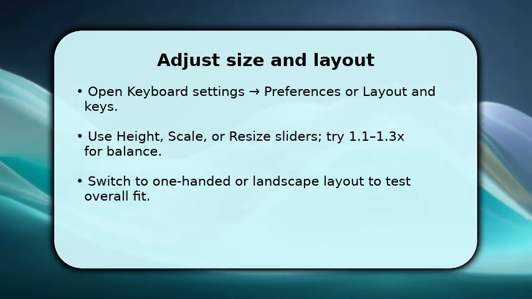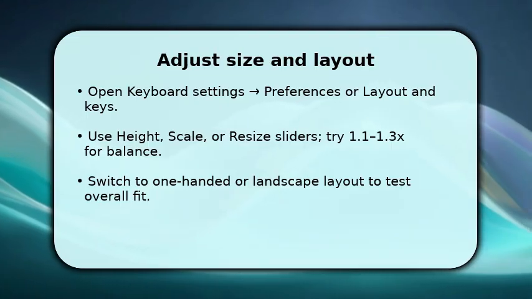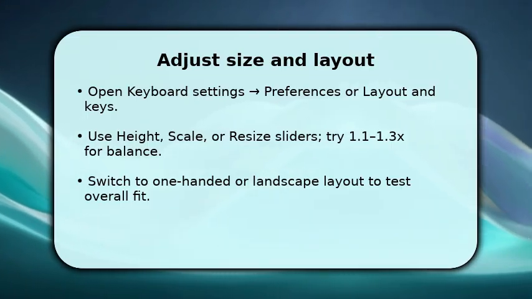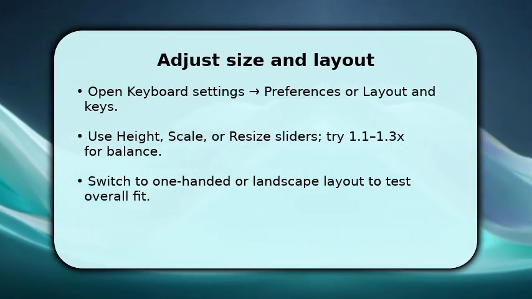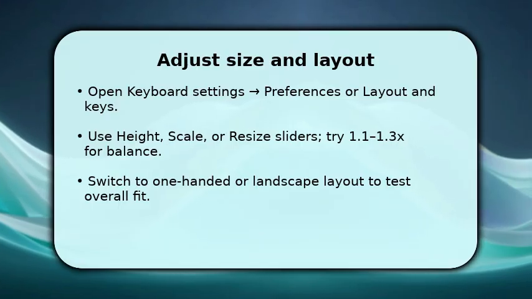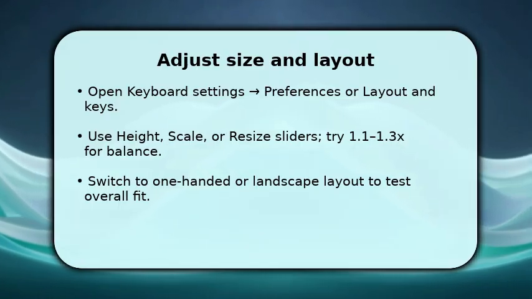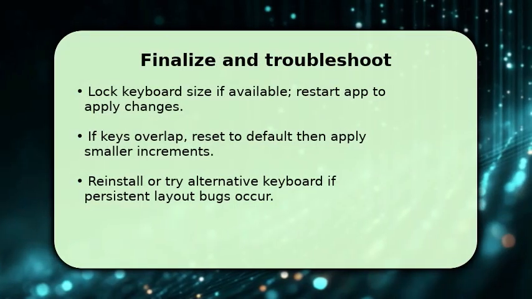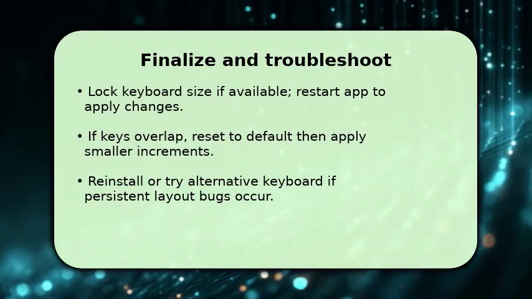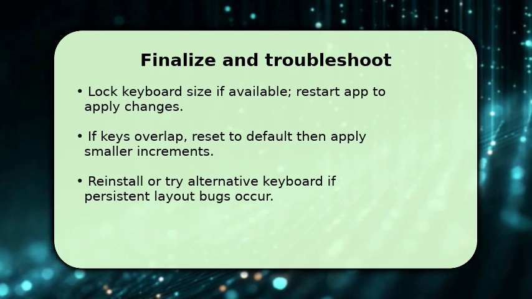Make sure to test typing between adjustments and switch to one-handed or landscape modes to see how larger keys affect reach and visibility. If your app supports custom rows or key spacing, tweak those next. Finish by saving or locking the size and restarting the keyboard app so changes take effect across apps.